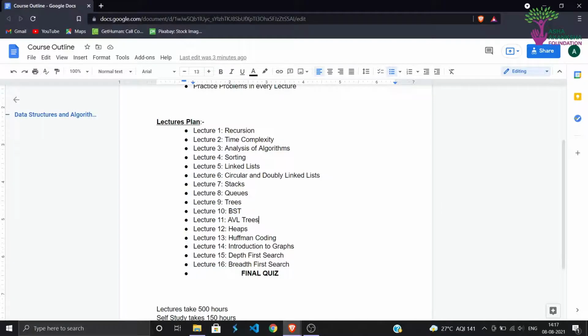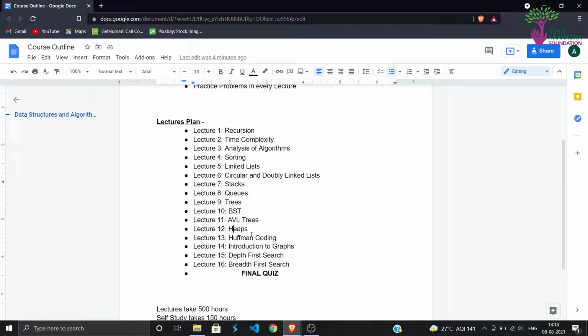Then in lecture number 11 we talked about another special type of tree known as AVL trees. Since they were a bit complicated, we did not discuss the code, but we discussed example problems and we talked about the logic of AVL trees. Then we talked about trees, but in array form. Up until here, we were talking about trees using linked lists, but in heaps we used arrays as a base structure. So we used heaps.